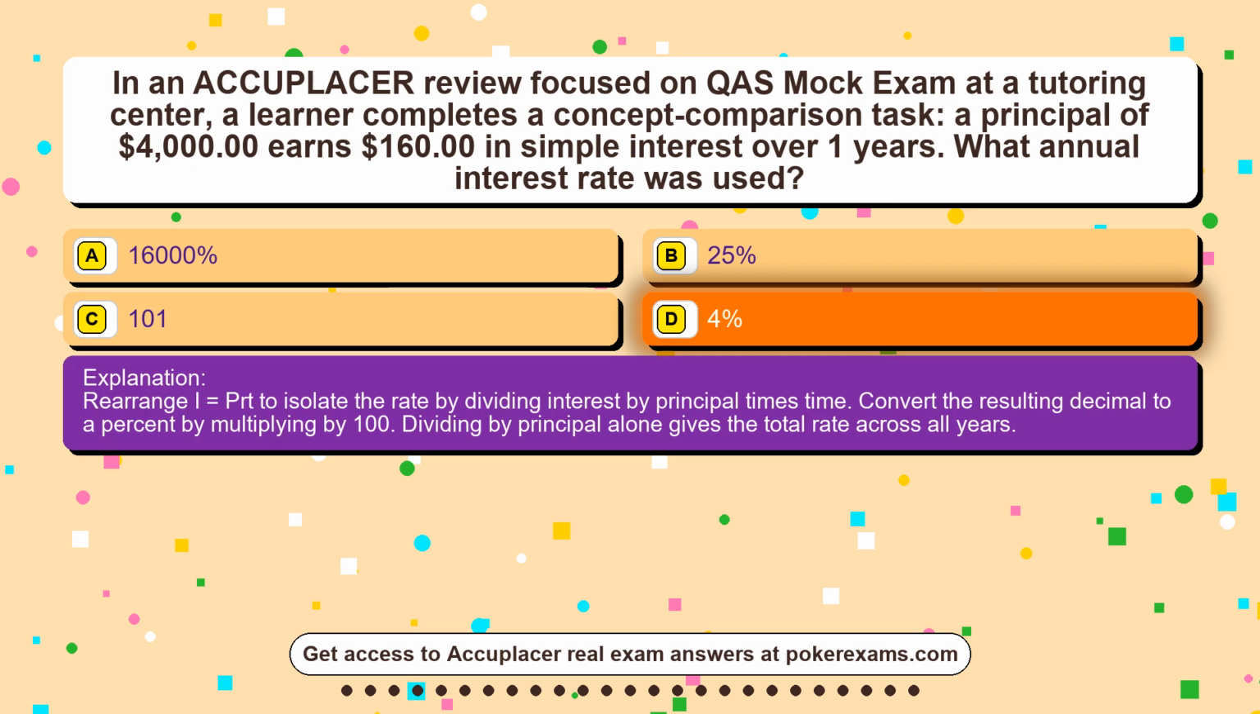Rearrange I equals PRT to isolate the rate by dividing interest by principal times time. Convert the resulting decimal to a percent by multiplying by 100. Dividing by principal alone gives the total rate across all years.